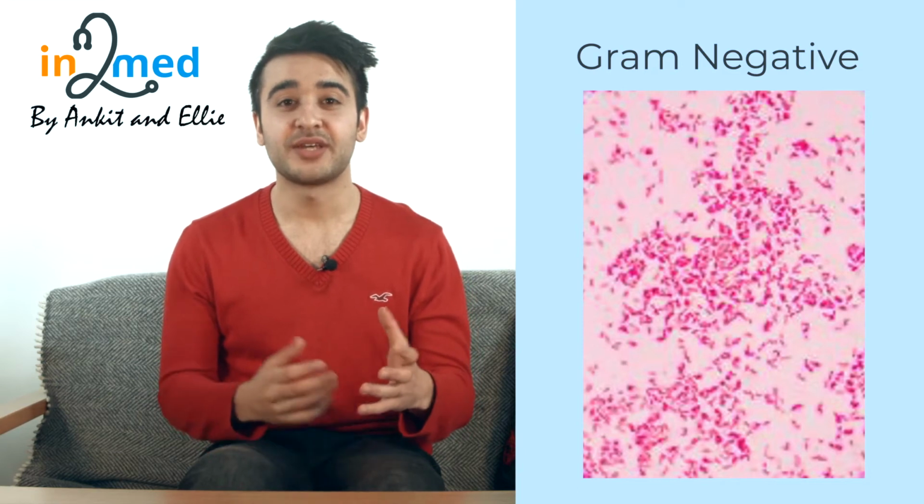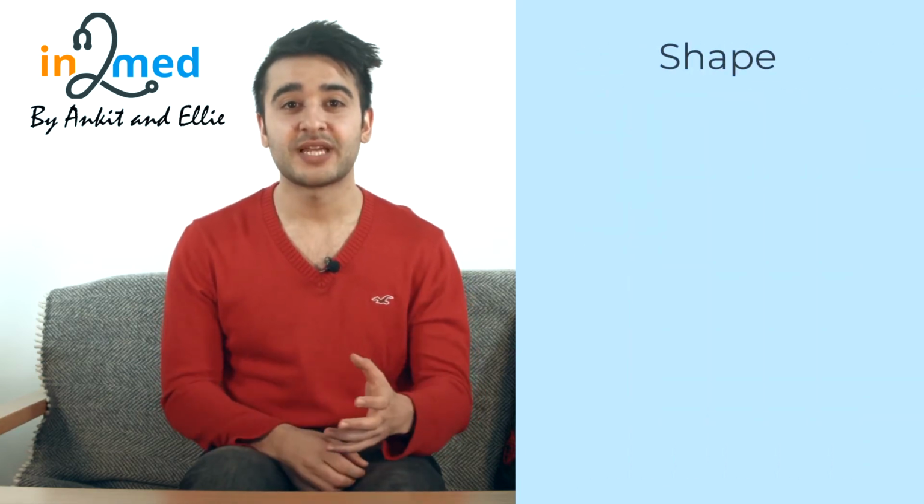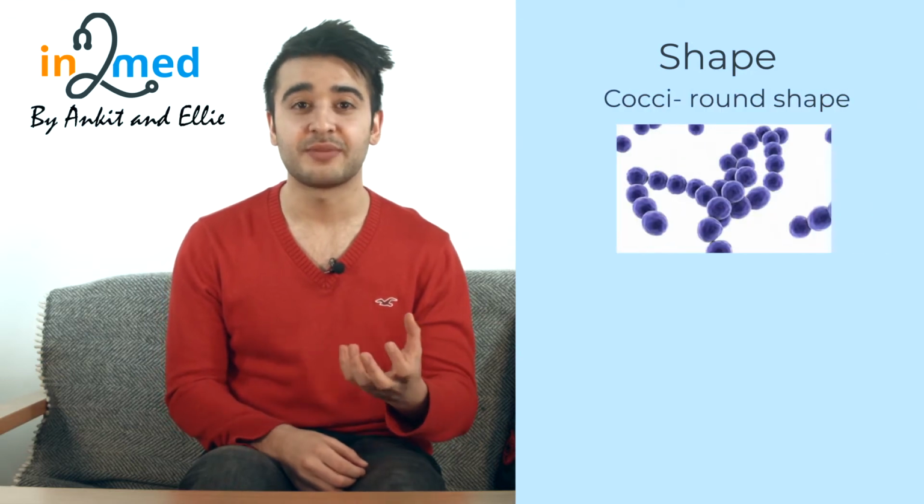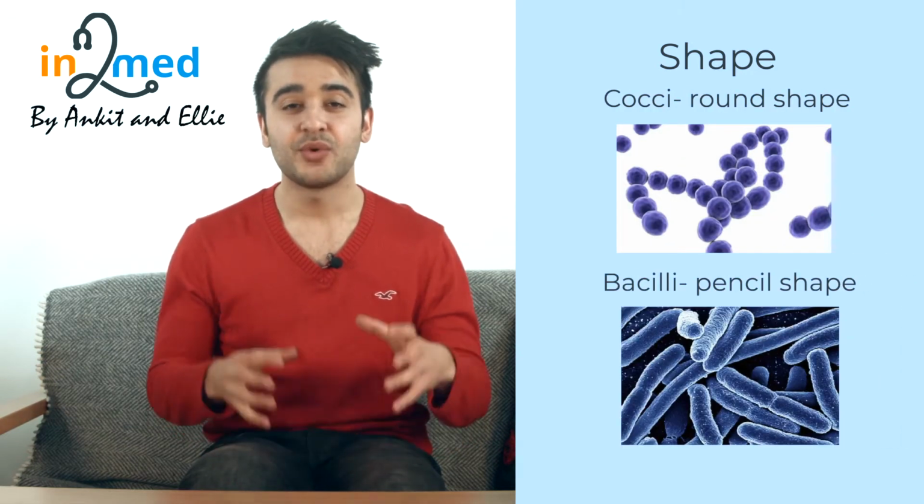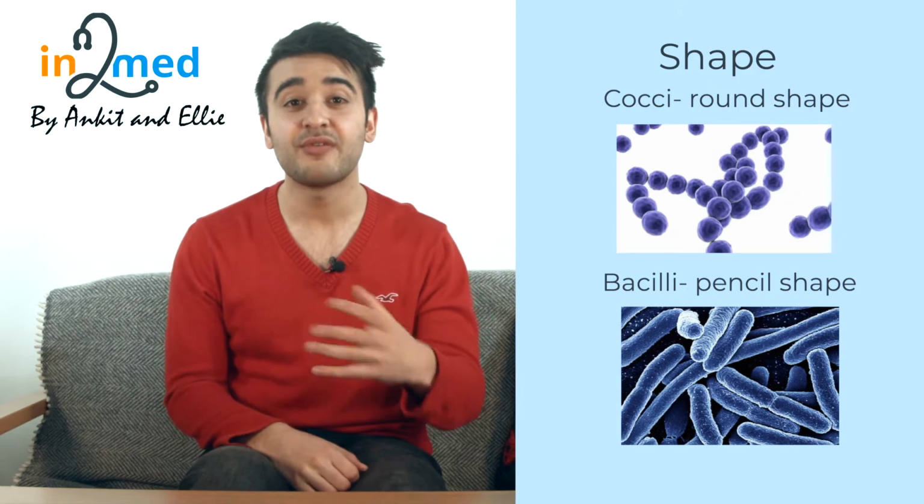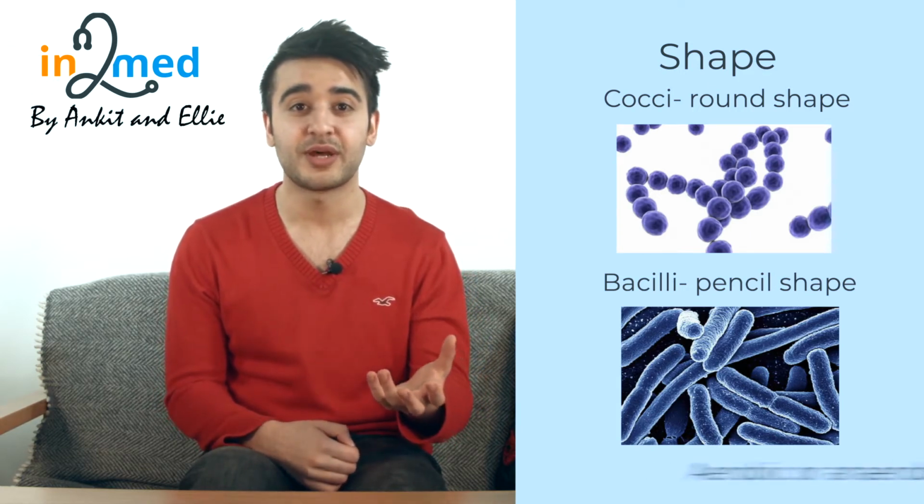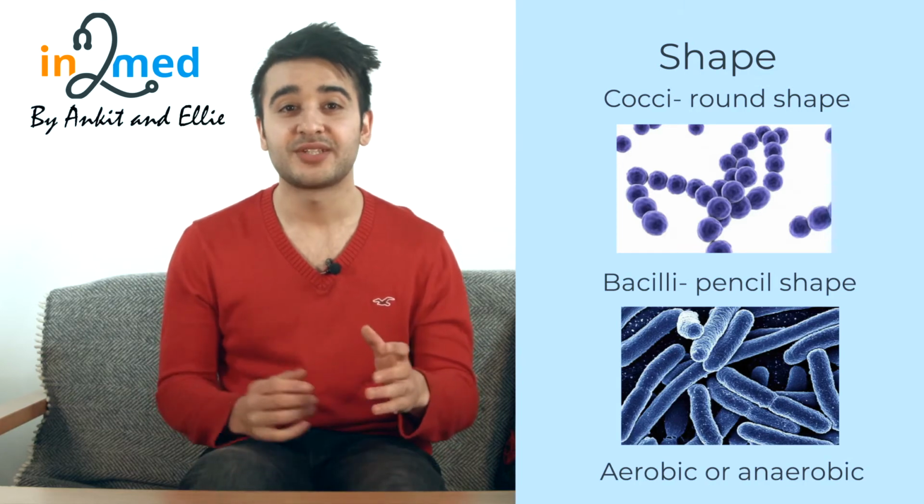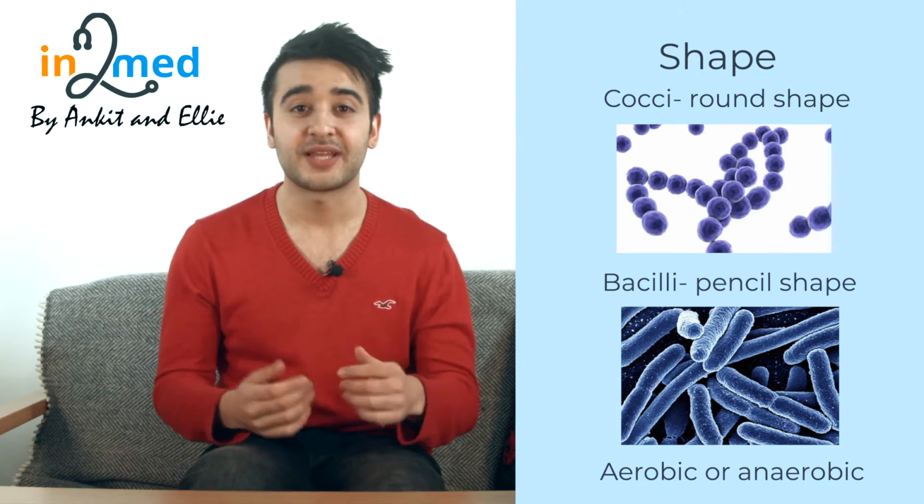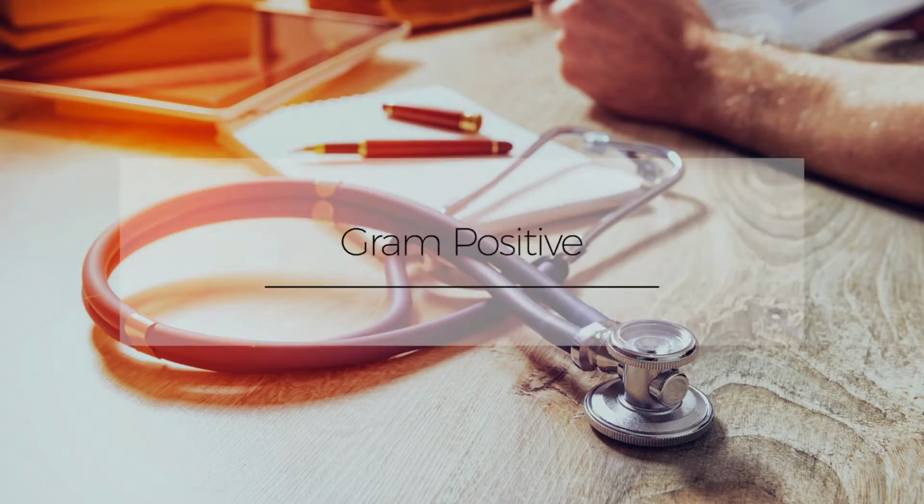After categorizing according to gram stain, we then classify according to their shape. The two main categories are cocci, which are round shaped, and bacilli, which are pencil shaped. Within these categories, we can then go further and categorize bacteria according to whether they're aerobic respirers or anaerobic. All of this is going to be crucial in helping select the right type of antibiotic.